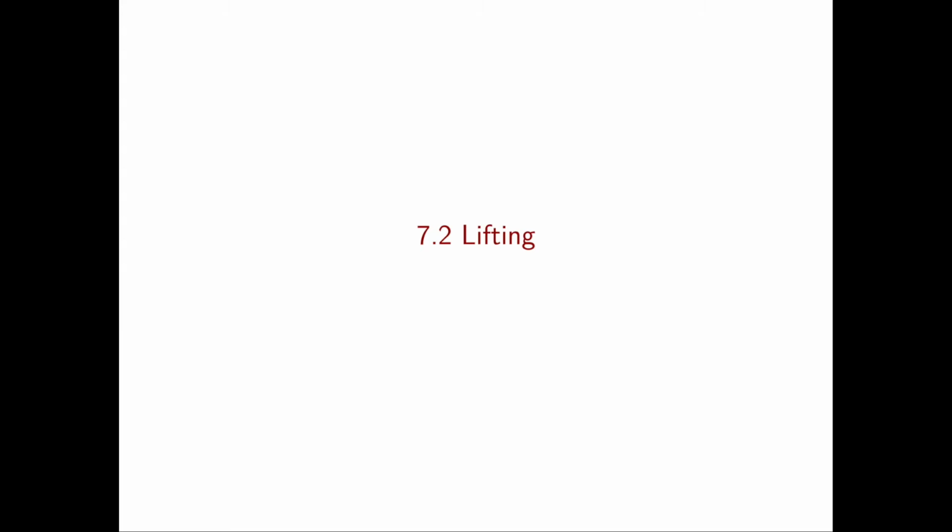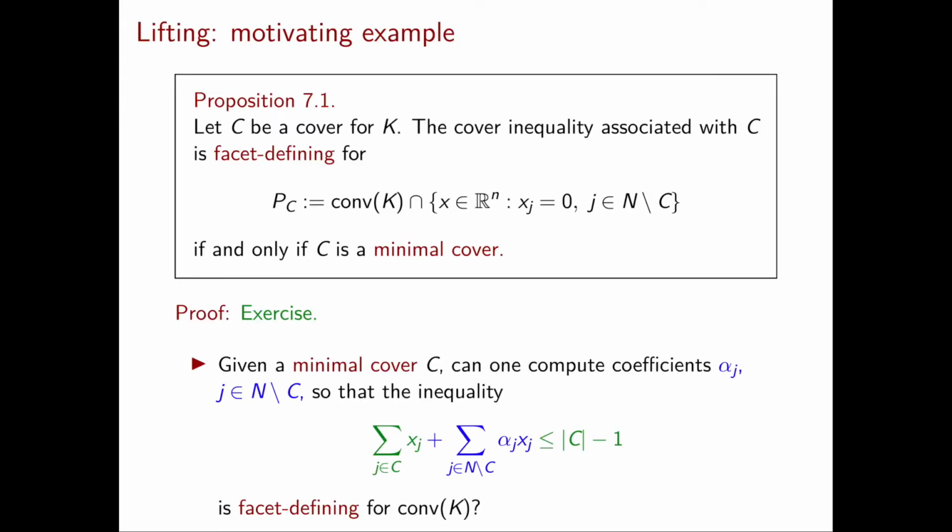In this section, we're going to discuss lifting and sequential lifting, and we're going to keep as our running example cover inequalities for the knapsack set. We start by stating proposition 7.1, and I'm going to leave the proof as an exercise for you. In particular, this proposition tells us that among the cover inequalities, the minimal cover inequalities are the strongest ones. So let's read through this proposition.